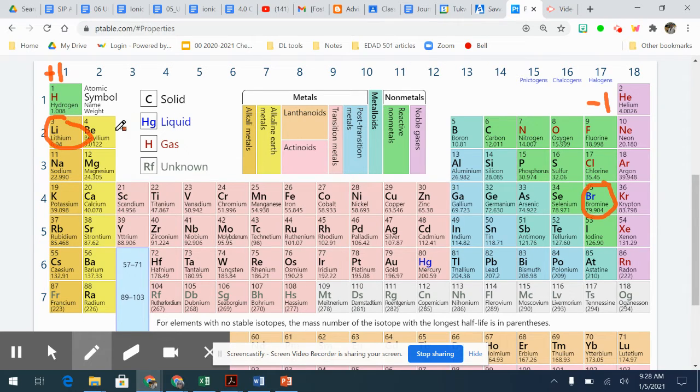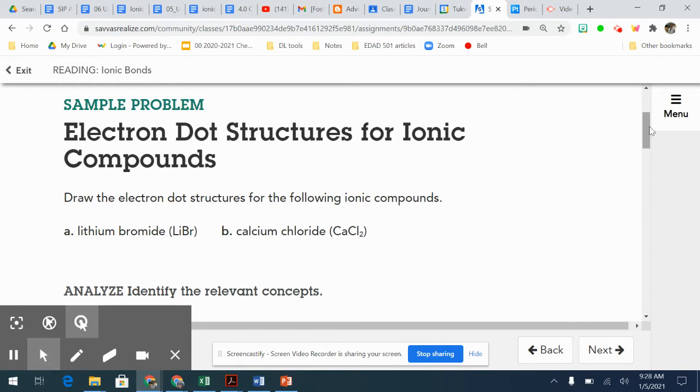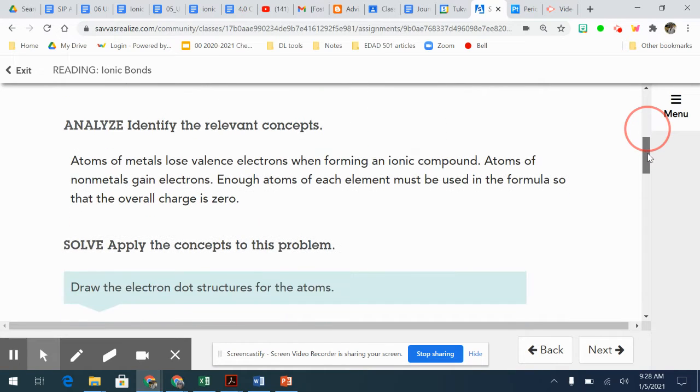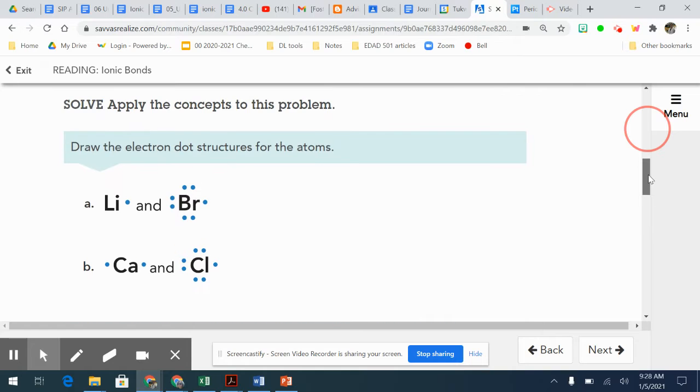Okay, so these two ions, this cation and this anion, so we have bromine and lithium, they're going to be attracted to each other because they have opposite charges. So all we need to do is show their Lewis dot structures and then show them basically sitting next to each other and that they're attracted to each other. So that's how we're going to represent that ionic bond. Okay, so let's go over the sample problem and then try to understand what's happening. So let's focus on lithium bromide.